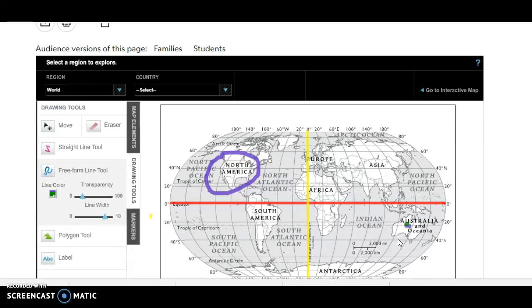So the unit that we measure longitude and latitude in is known as degrees. Each degree can be broken down further into minutes. Each degree has 60 minutes, and each minute has 60 seconds. So we could become very, very precise about a location using the entire system of degrees, minutes, and seconds.